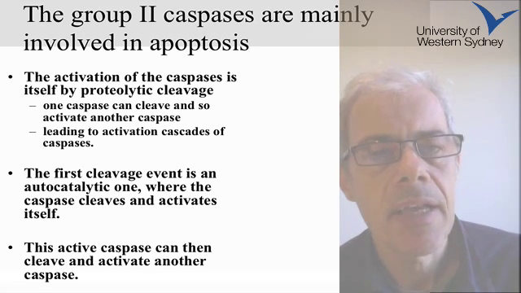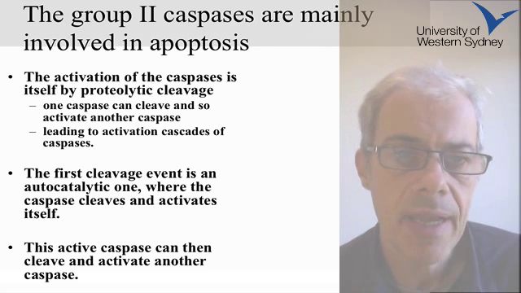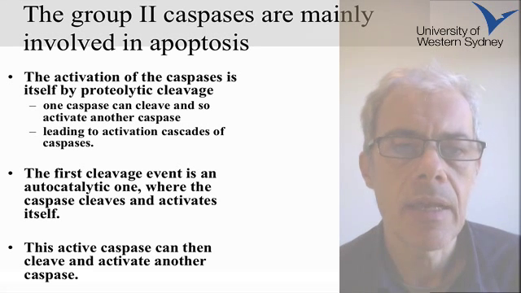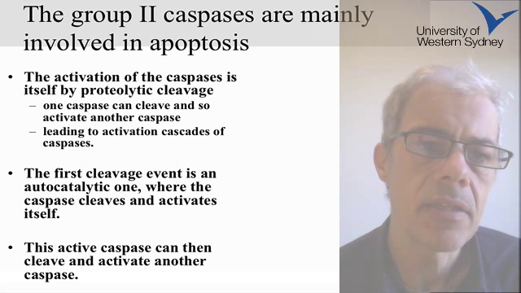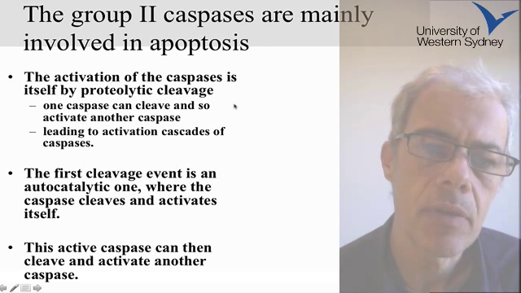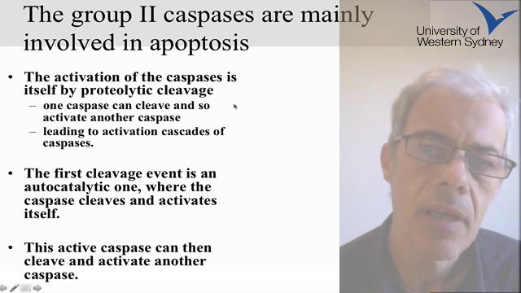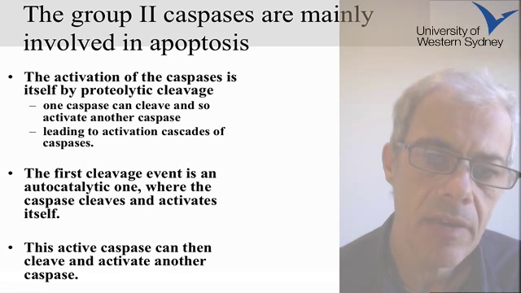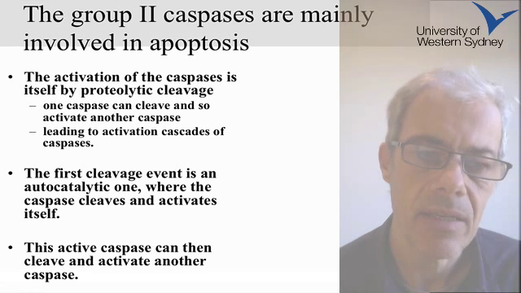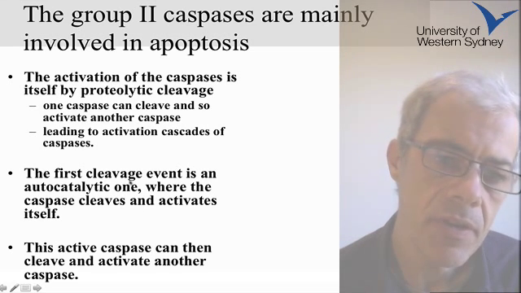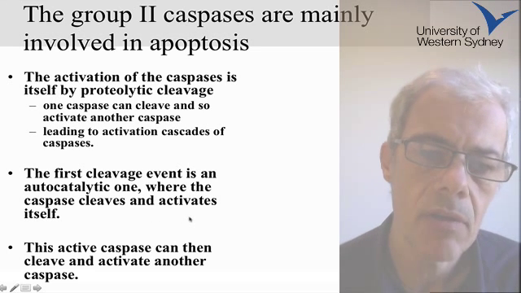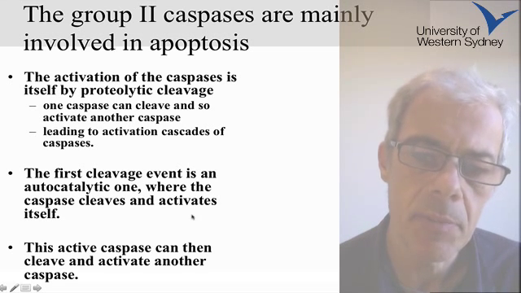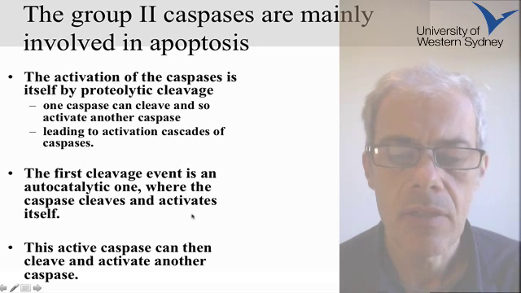We'll be looking at caspases that are referred to as group 2 caspases, and these are the ones that are particularly involved in apoptosis. Now, caspases are activated by proteolytic cleavage, so this tells you that caspases are initially synthesized in an inactive form, and through proteolytic cleavage of these caspases they become active. Now, the first event that triggers the activation of caspases is an autocatalytic event, so they can cleave themselves to become active. Okay, so that's not surprising.